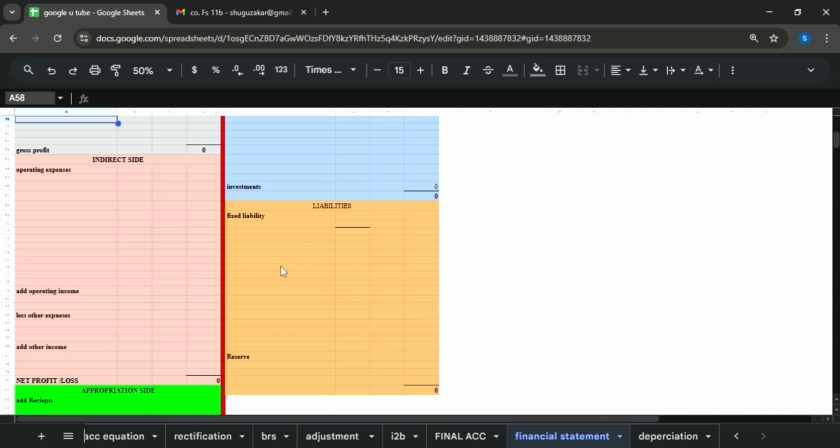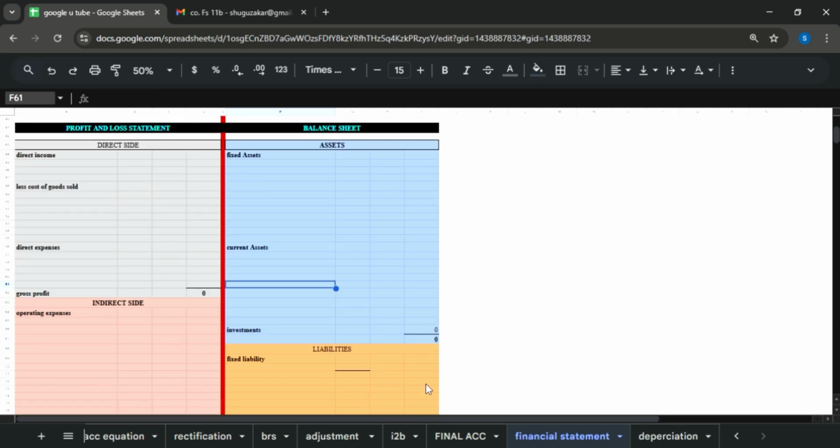Here there are three types of liabilities we would have. First is fixed liability, then we will have current liability, and after that there would be reserve. The sum of these three would equal the total of liabilities or total of the balance sheet. On the upper side we have assets, where fixed and current assets are present, beside it investment. The sum of these three would equal total assets or total balance sheet.